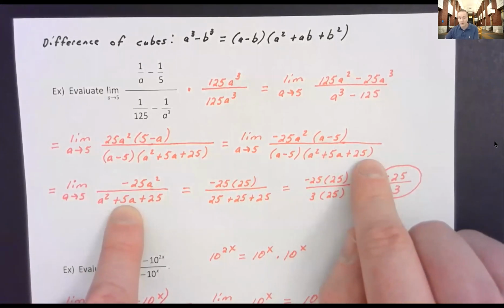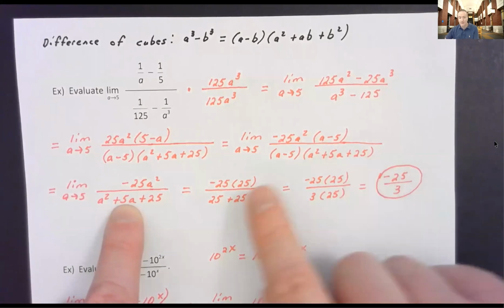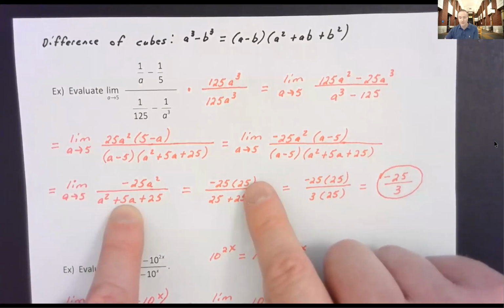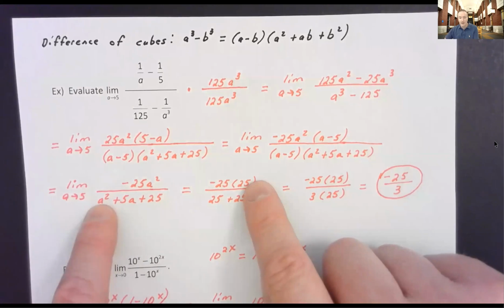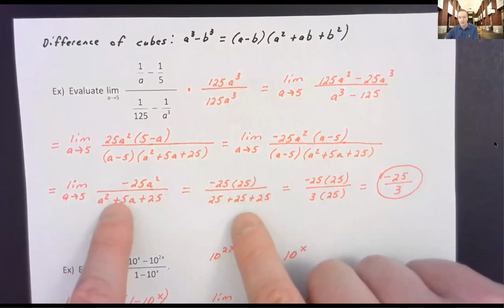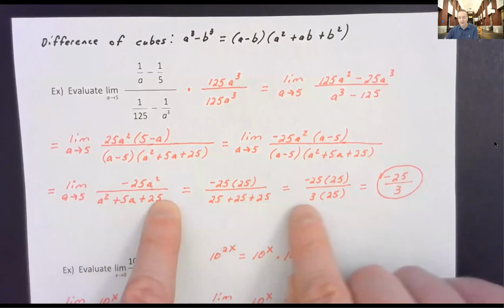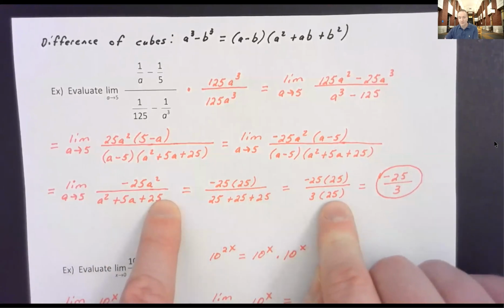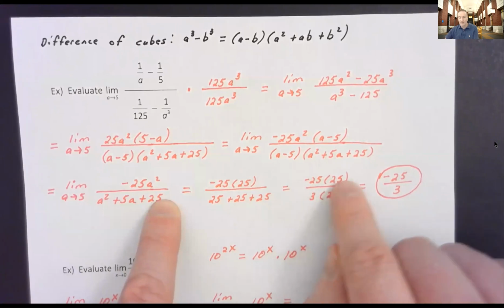At this point, you can go ahead and let a go to 5. Your numerator becomes negative 25 times 25. Every single term in the denominator becomes 25. So you have 25 plus 25 plus 25. That's 3 times 25. Your numerator is negative 25 times 25.